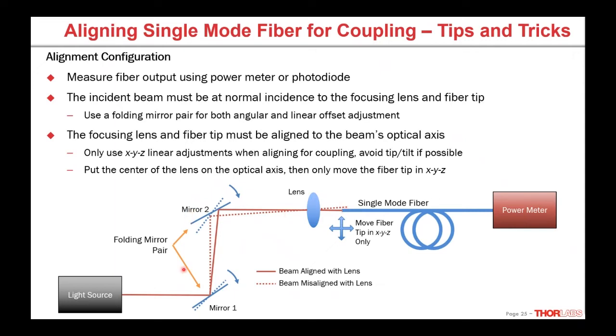You can use things like a folding mirror pair between the light source and the lens, and that allows you to not just tip and tilt the beam, but also translate the beam to get it in the center of the lens, and that's a pretty good way to go for aligning.